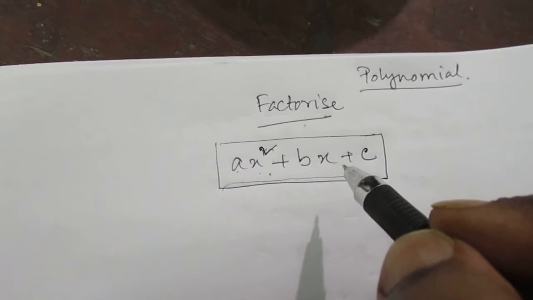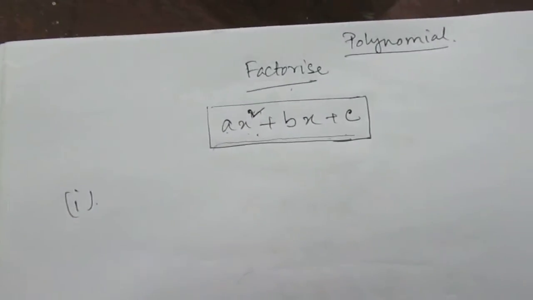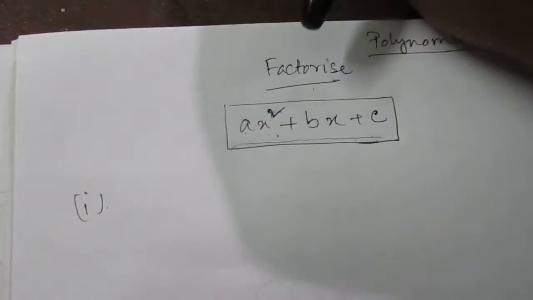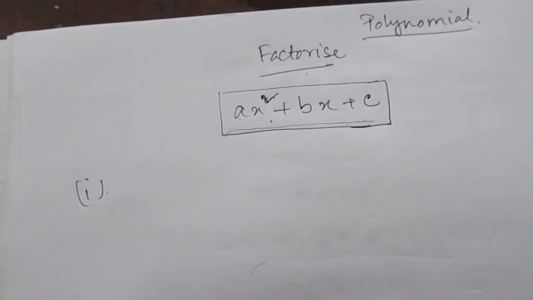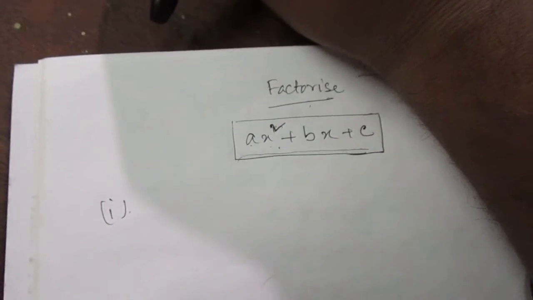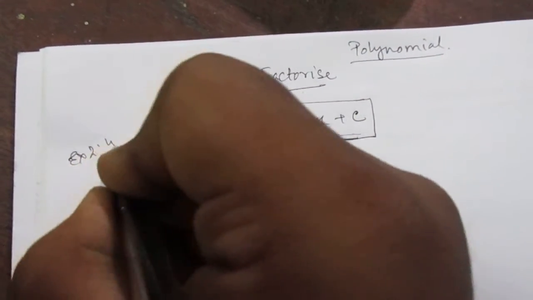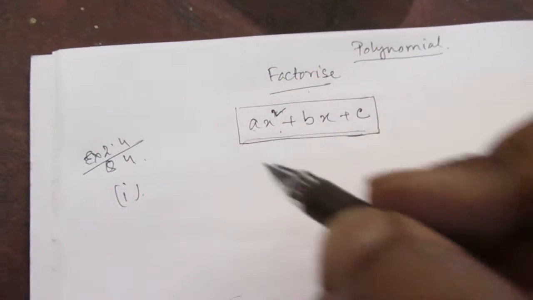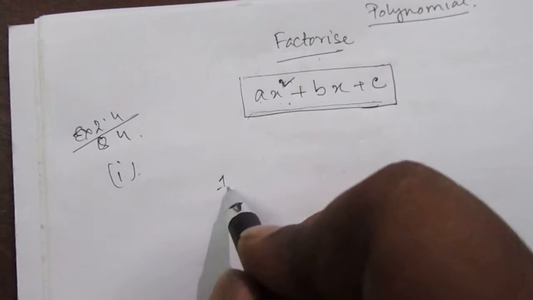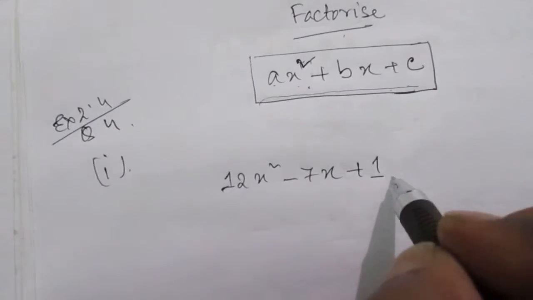Okay, so let us start with an example. I am doing from Exercise 2.4, question number 4. You can refer to your book. So the first question is given as 12x square minus 7x plus 1. So we have to factorize it.